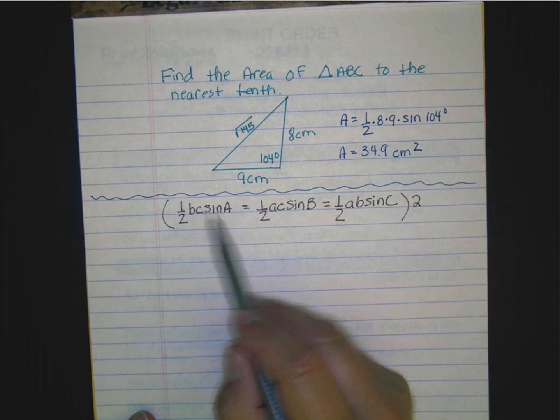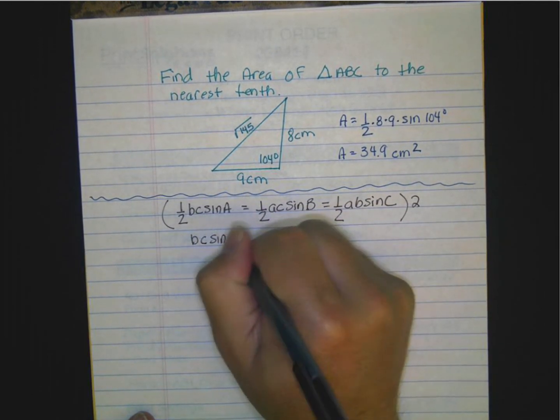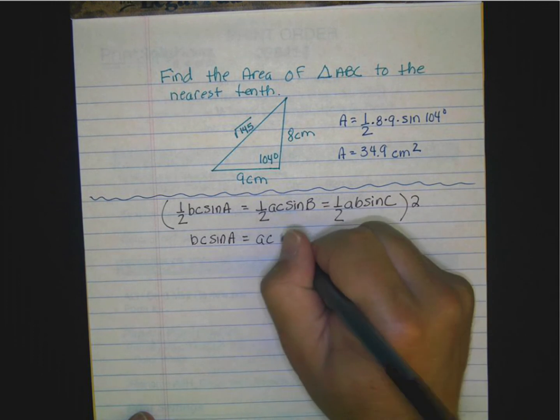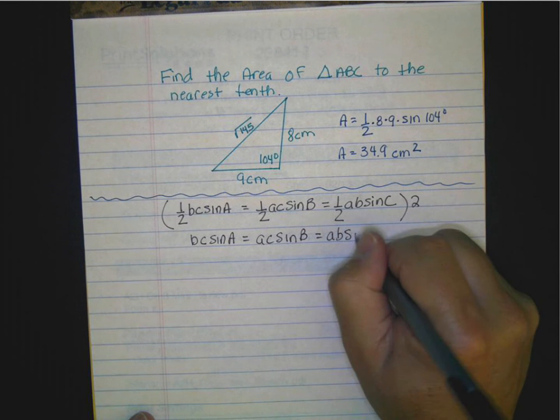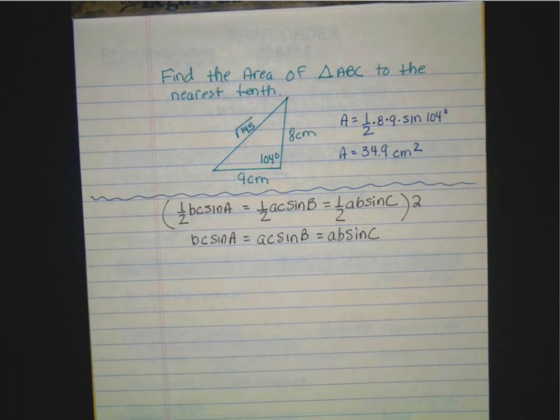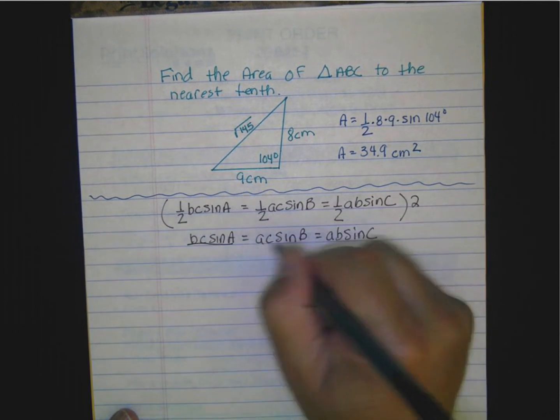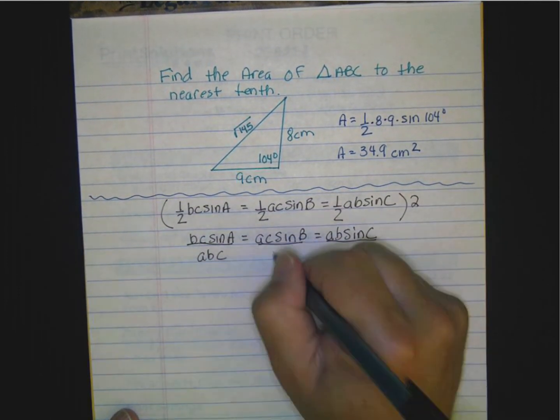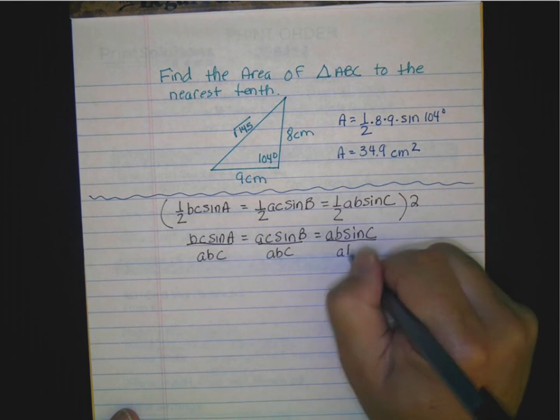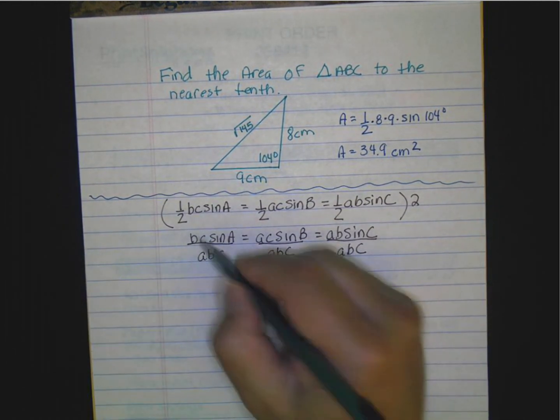So when you multiply everything by 2, you're going to get BC sine of A equals AC sine of B equals AB sine of C. Okay? And then I'm going to divide everything by ABC. You don't have to worry about doing this, but I'm just showing you how, from the area, we get what's called the law of sines.